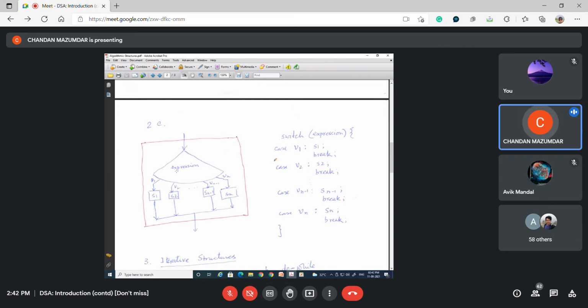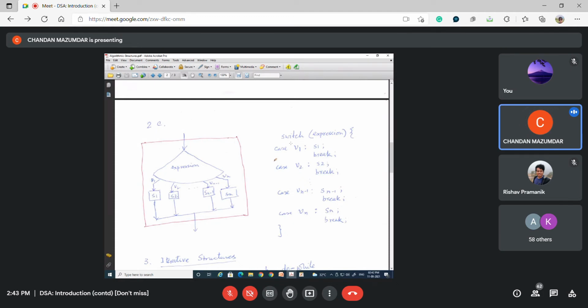Here also we have an expression to be evaluated. Since it is a multi-valued output, there is an expression to be evaluated, and if the expression evaluates to V1, then you execute S1. If the expression evaluates to V2, then you execute S2, like that, and finally, if the expression evaluates to Vn, then you execute Sn, and finally you come out. This kind of flow can be achieved by the switch facility.